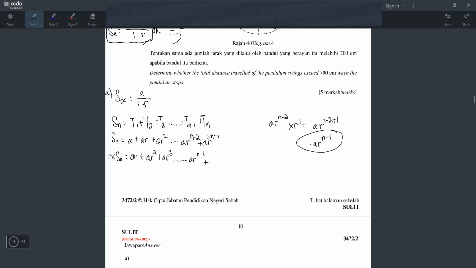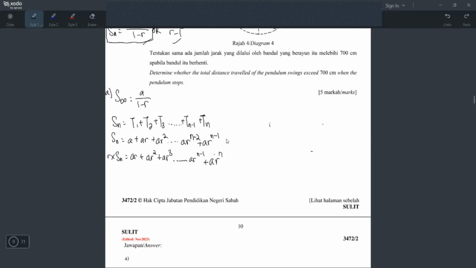Okay, and then the last one, what is AR power n minus 1 times r? So when you times r, the n power has to plus 1. So n minus 1 plus 1 will be left with r power n, right? Because negative 1 plus 1 is 0, and then just left with n, right? So I hope you understand where all these numbers came from. So now I will erase this. Now I will do something.